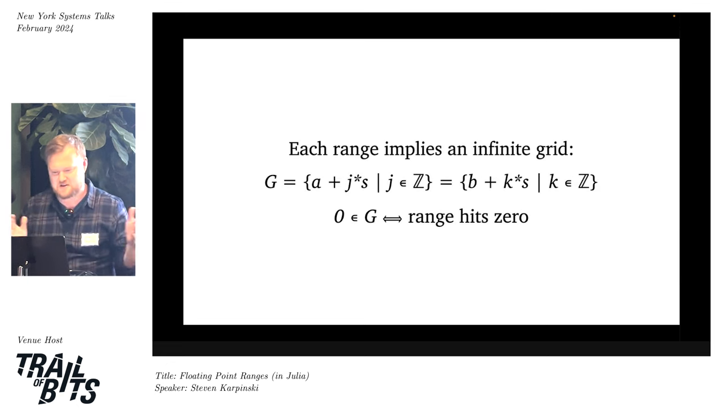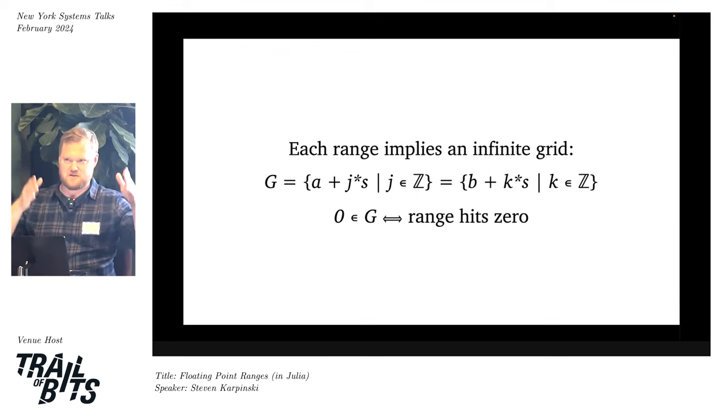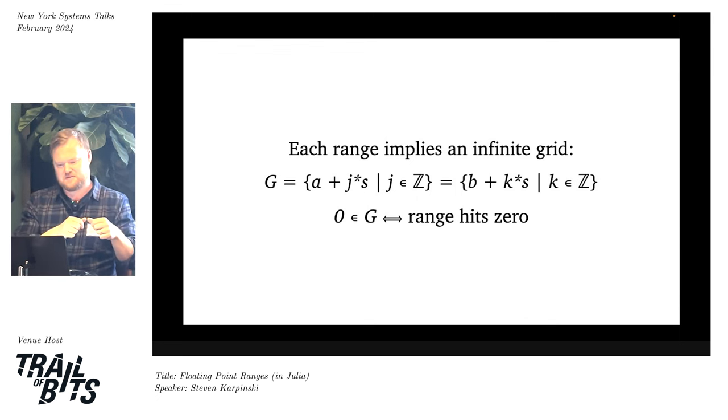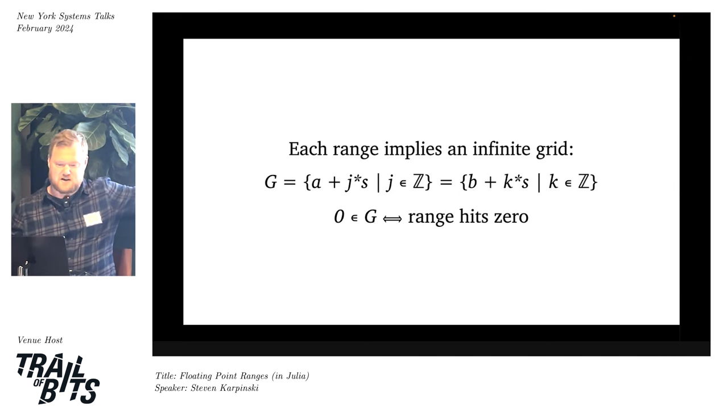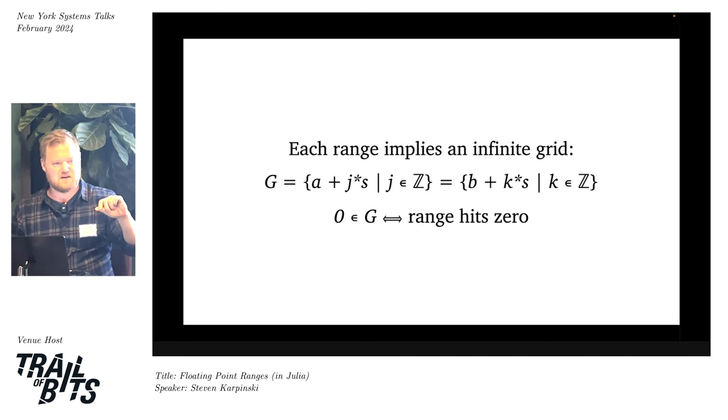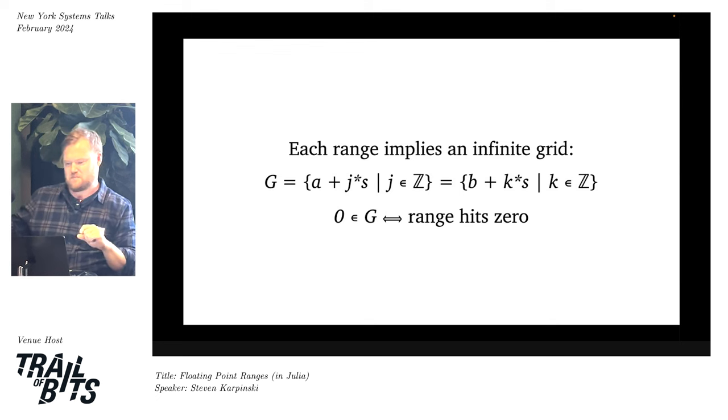So each range implies an infinite grid. If we ignore the start and end points, there's actually a step and an offset, and then there's all the things you hit by this arithmetic. And you can take it from either end: A plus an integer times the step, or B minus or plus an integer times the step, because you do all the integers, so it doesn't matter whether it's plus or minus.